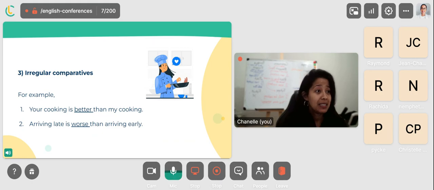So let's look at some examples with irregular comparatives. Your cooking is better than my cooking. Arriving late is worse than arriving early.